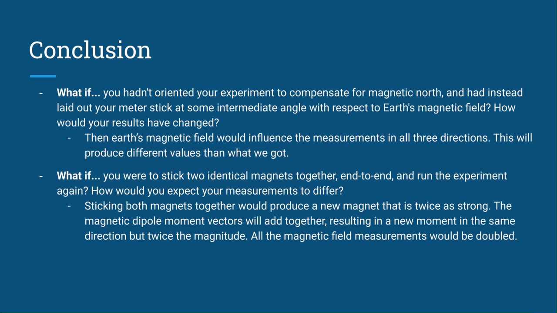And then: what if you were to stick two identical magnets together end to end and run the experiment again, how would your measurements differ? If you stuck both magnets together, you would produce a new magnet that is twice as strong, because if you connect them with the proper negative end and positive end into one giant magnet, it would just be a bigger magnet. The magnetic dipole moments will add together, resulting in a new moment in the same direction but twice the magnitude. So again, all the magnetic field measurements would just be doubled.